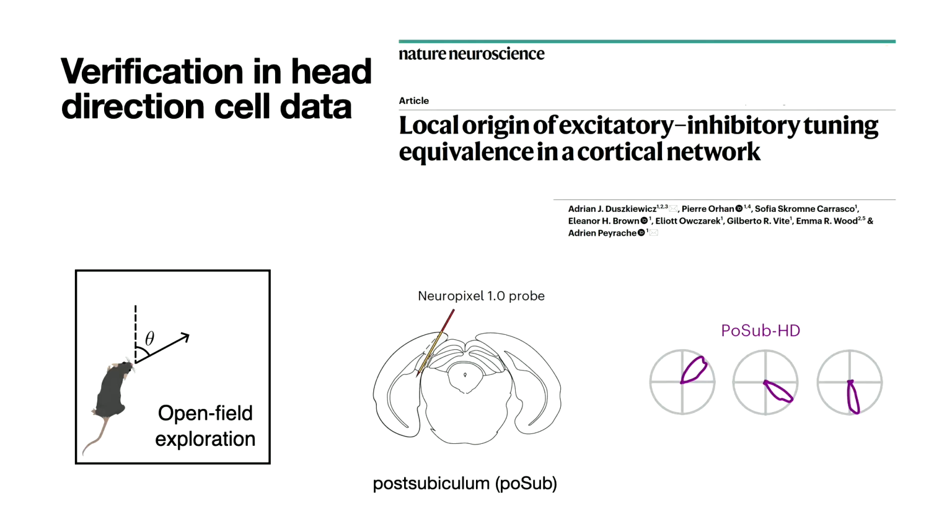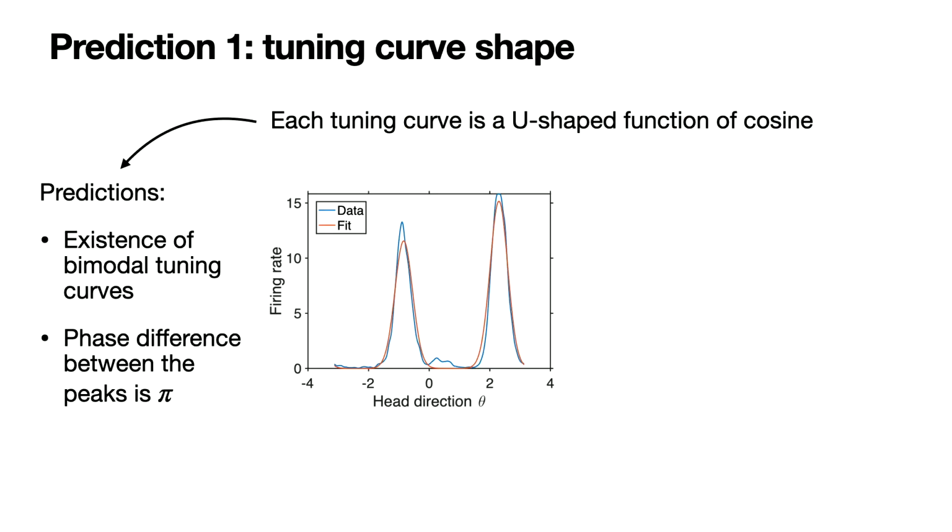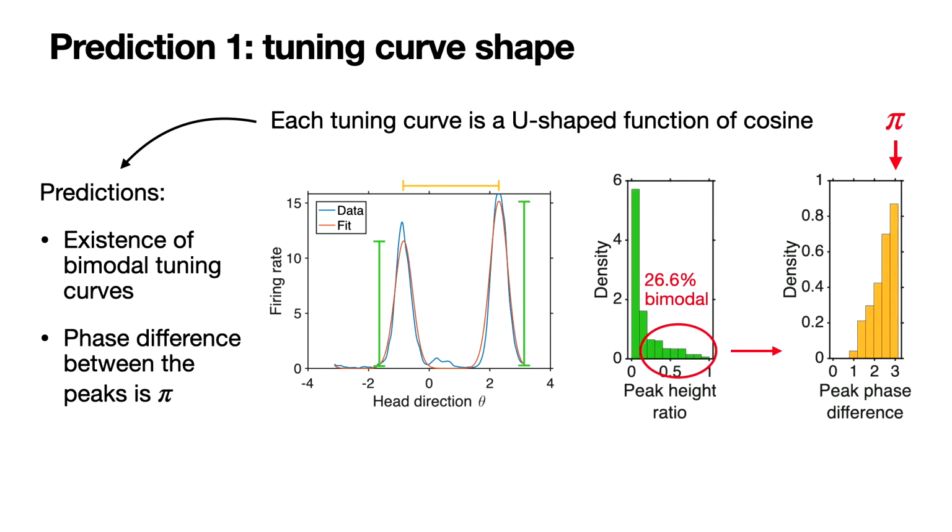We validated several predictions in the head direction cell dataset shown here. The first prediction concerns the shape of the tuning curve. Because each tuning curve is a U-shaped function of the cosine, we predict that there should exist some neurons that have bimodal tuning curves, and that these bimodal tuning curves have a phase difference between the peaks that is pi, exactly pi. And this is indeed the case in the neural data.